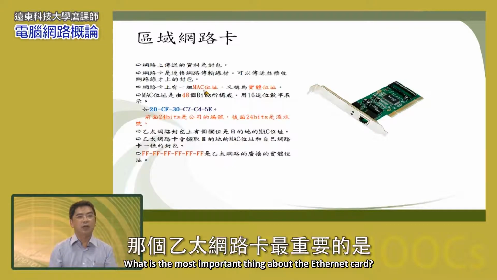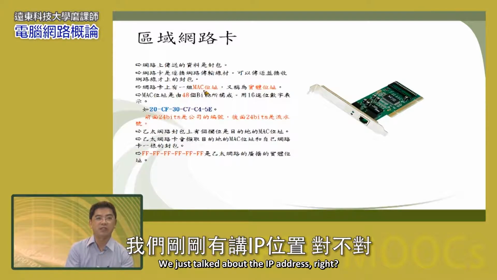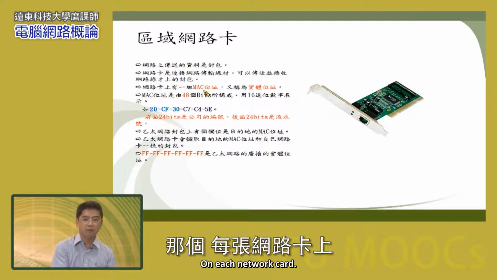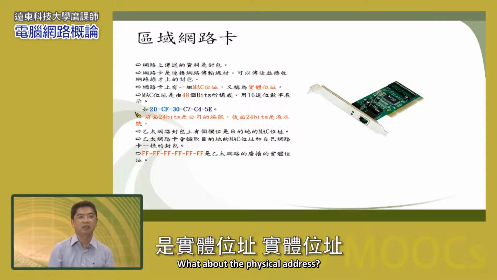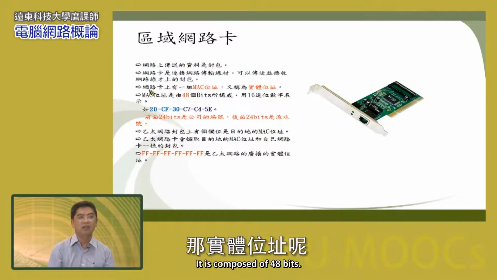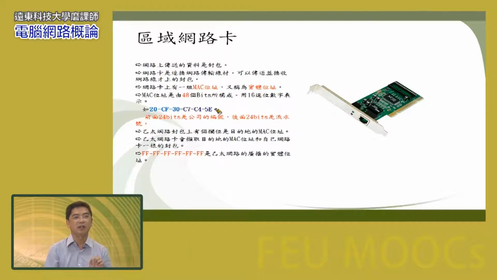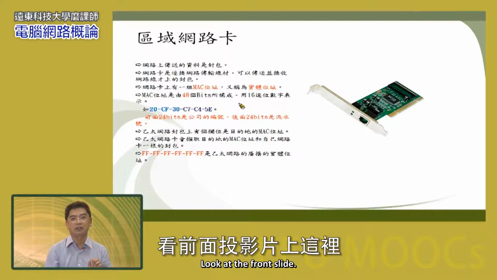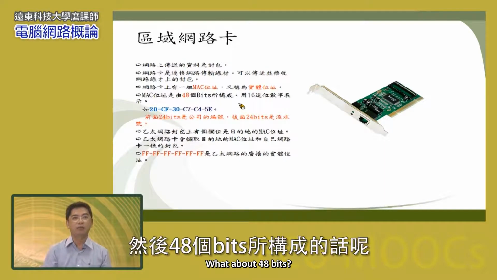What is the most important thing about the Ethernet card? We just talked about the IP address, right? Let's emphasize this again. On each network card, there is an address called the MAC address. It is the physical address. What about the physical address? It is composed of 48 bits. Then we can look at that. Look at the front slide. 48 bits.